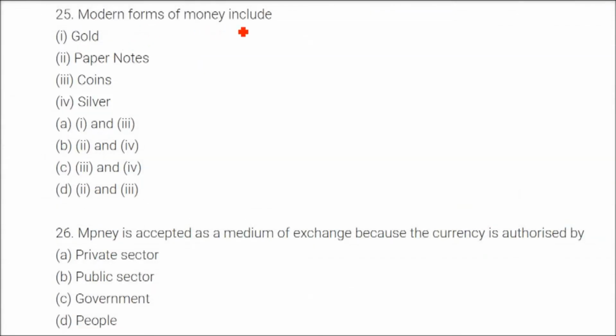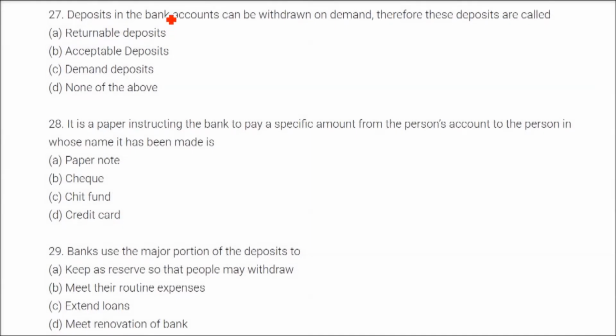Modern forms of money include the paper notes and the coins. So second and third, D is the answer. Money is accepted as a medium of exchange because the currency is authorized by the central government. Deposits in the bank account can be withdrawn on demand. Therefore, these deposits are called demand deposits.